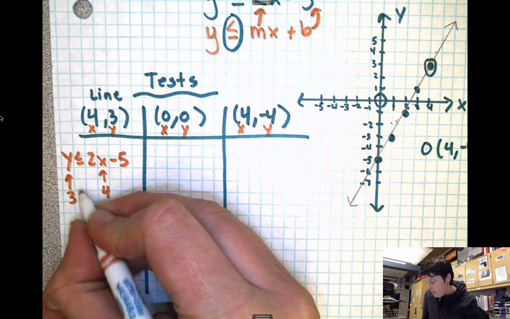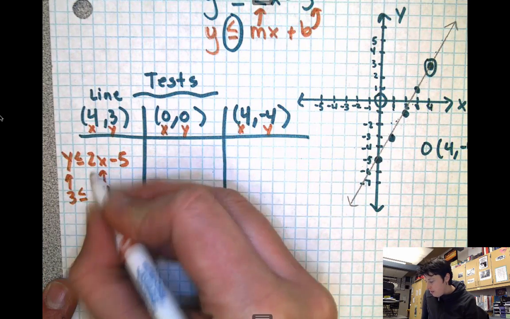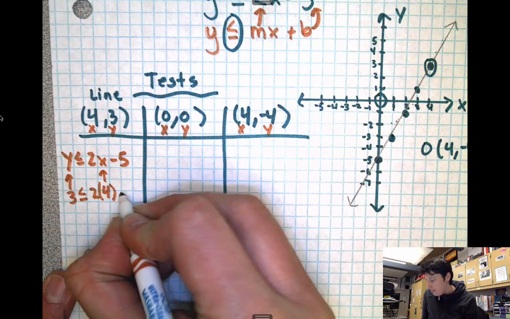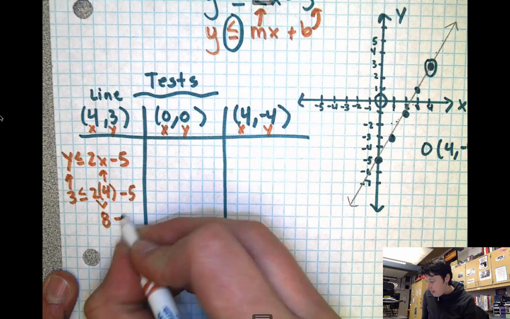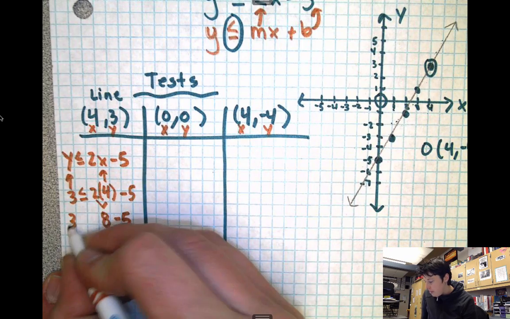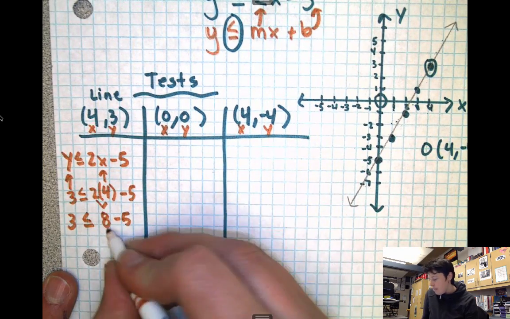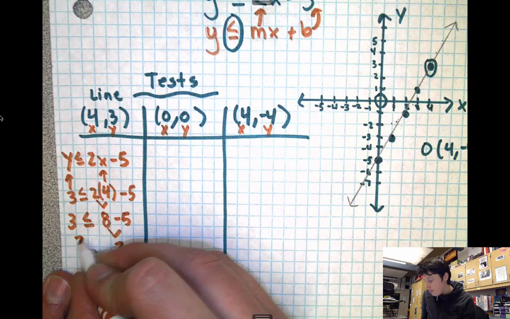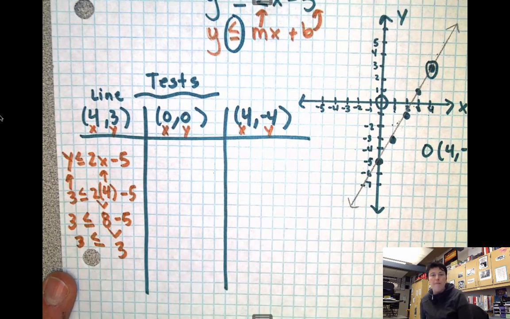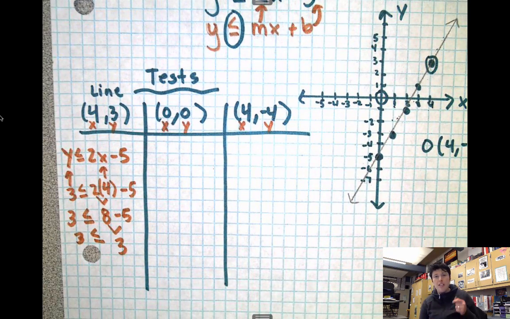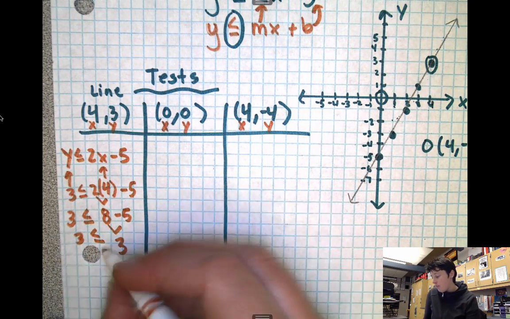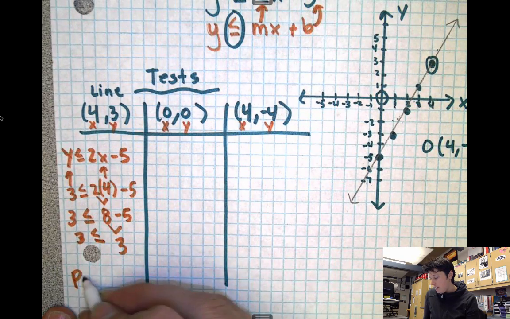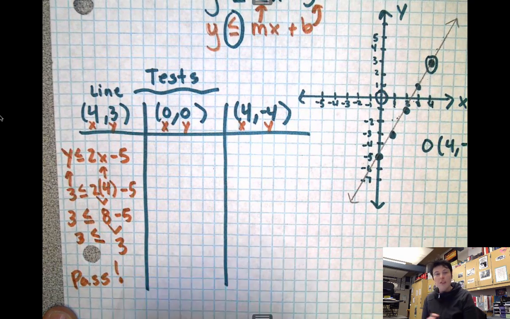That means 3 is less than or equal to 2 times 4 minus 5. 2 times 4 is 8, and 8 minus 5 is 3. So I get 3 is less than or equal to 3. And the question is, is that true? Is 3 less than or equal to 3? Well, yeah, 3 is equal to 3, and there's an equal sign. So this one passes. Pass.